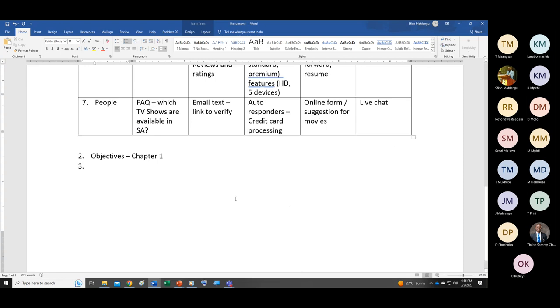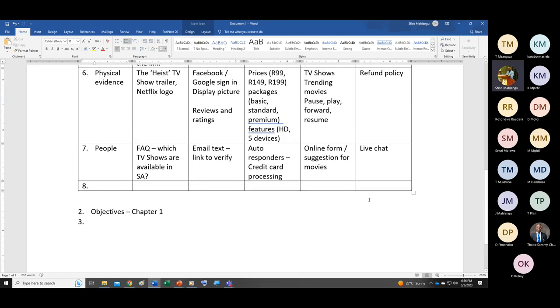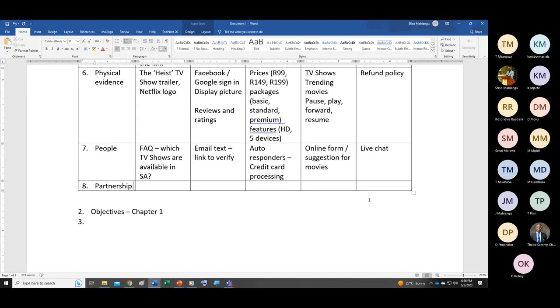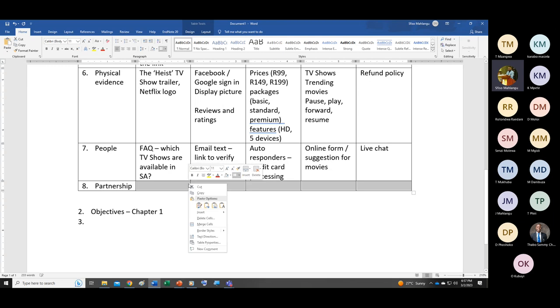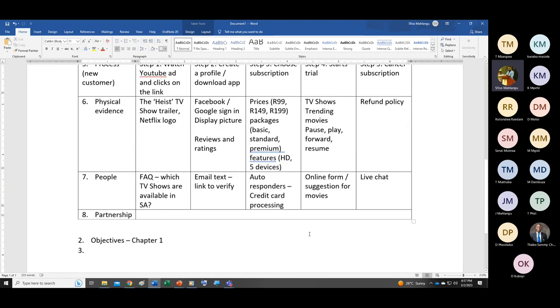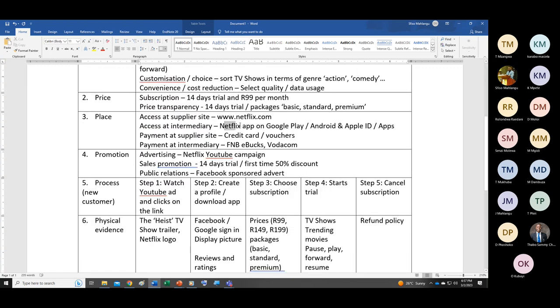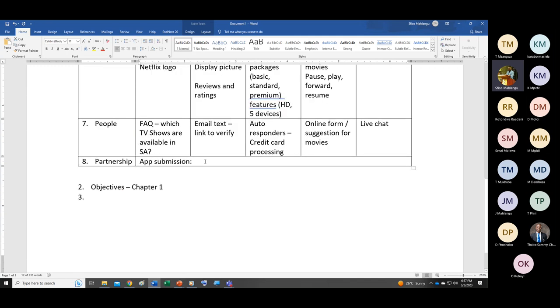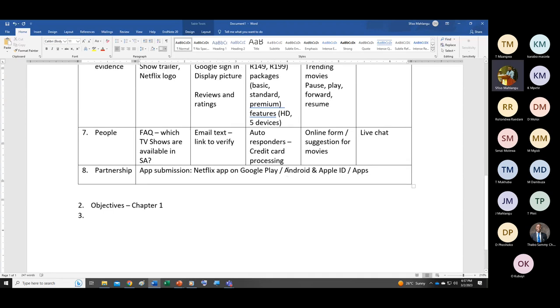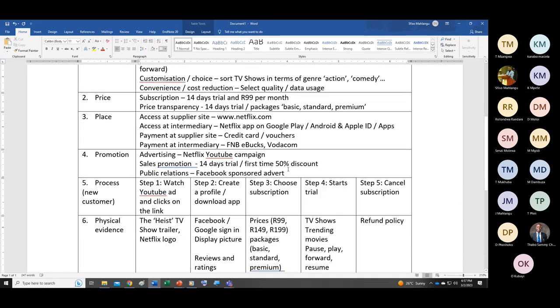So going back to our example here, we will have partnership. And with partnership, we do it the same way we were doing the previous one. So if we know there is a Netflix app, meaning we've got app submission partners, and this we already know we've partnered with, as an example. Most of the time, your answers for partnership will not be new, so they will be coming throughout the case study.